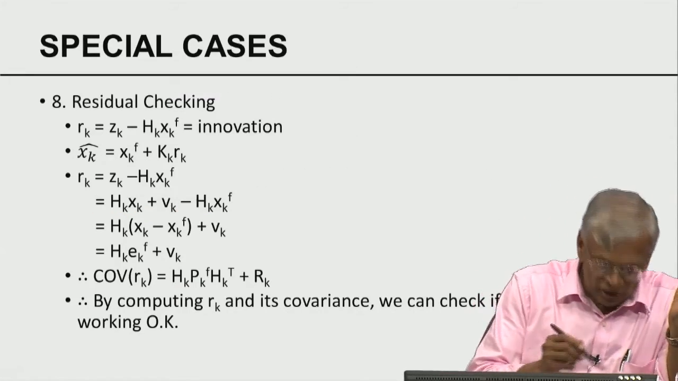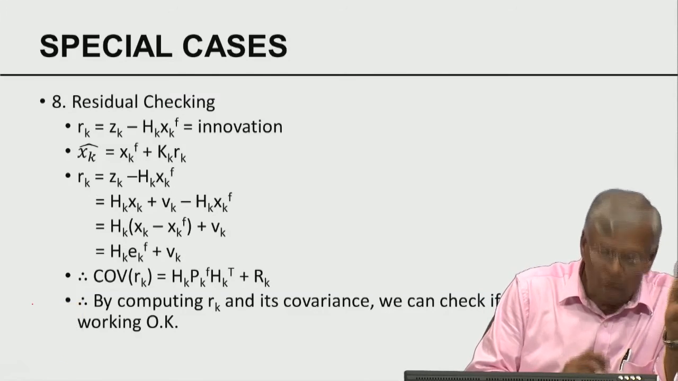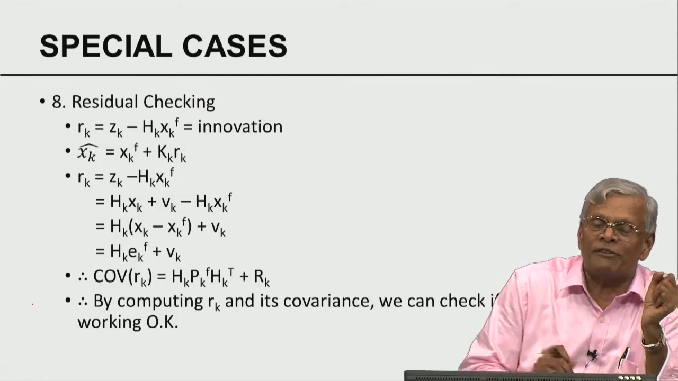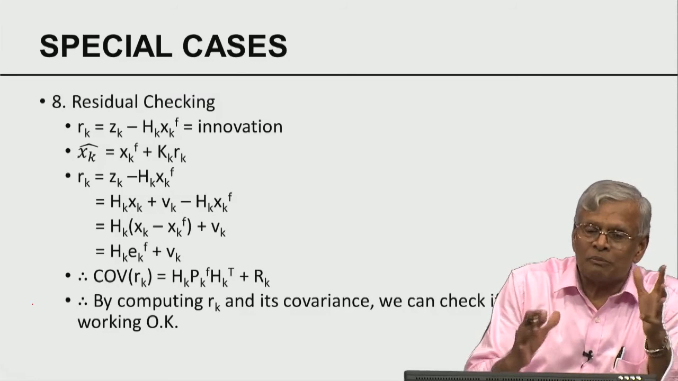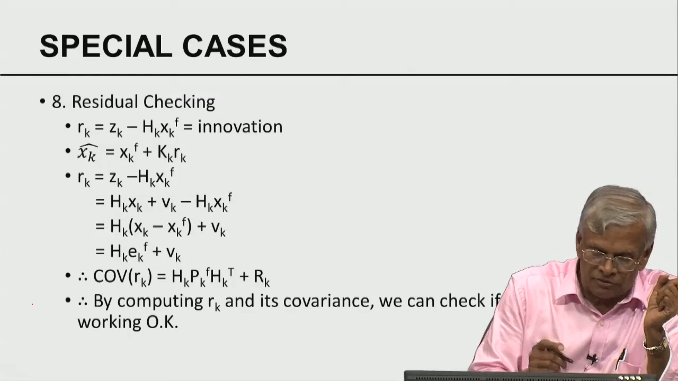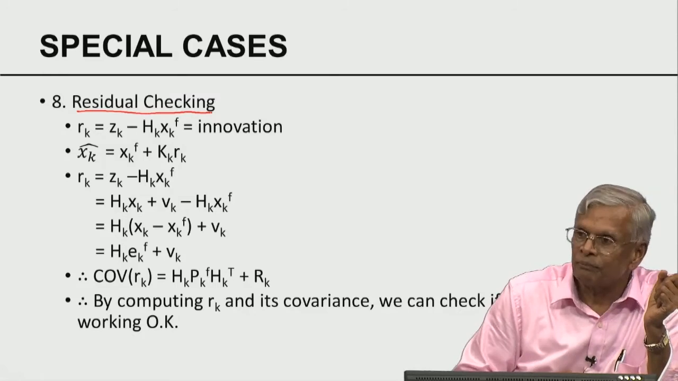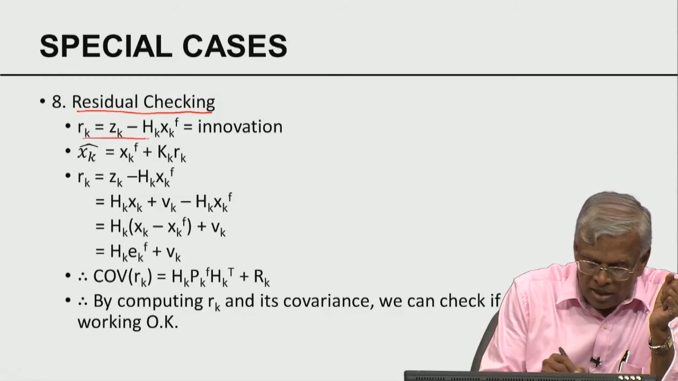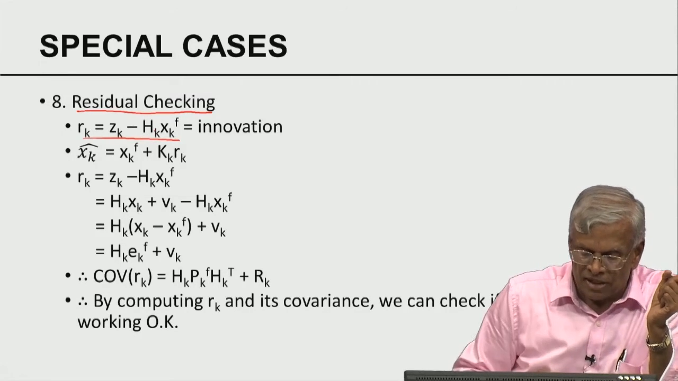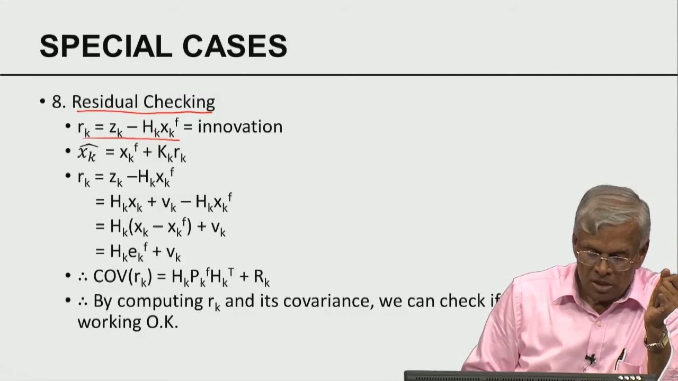The last one is called residual checking. Suppose you have written a filter and you think your program is right. How do you check the correctness of that? That is what is called residual checking. What is the residual? Residual is zk minus Hk xkf, the innovation.